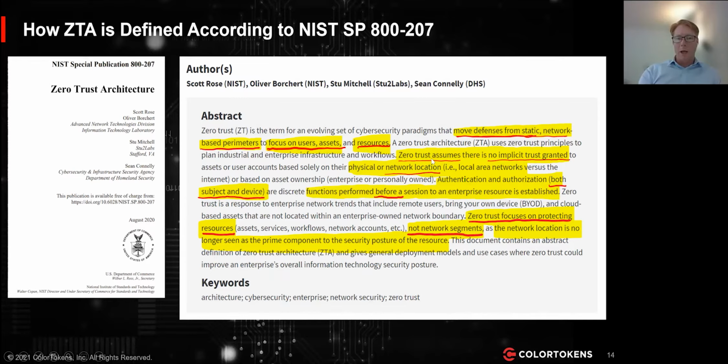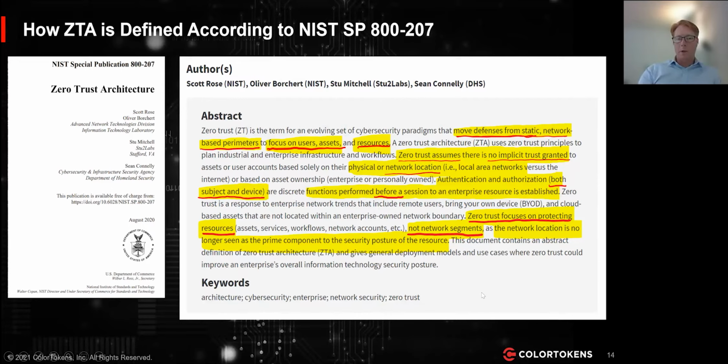Okay, so that is one thing. And another thing that is highlighted here that explains a lot is that zero trust assumes there's no implicit trust granted to assets or user accounts solely based on their network location or physical location. That's why we say there's no implicit trust in the network. And also the fact that authentication and authorization should be done on both the subject, the user for example, and the device, and that this technology mechanism, the function to evaluate if it can be trusted, must be performed before a session is established. So this mechanism granting access must evaluate the subject and the device before access is granted.